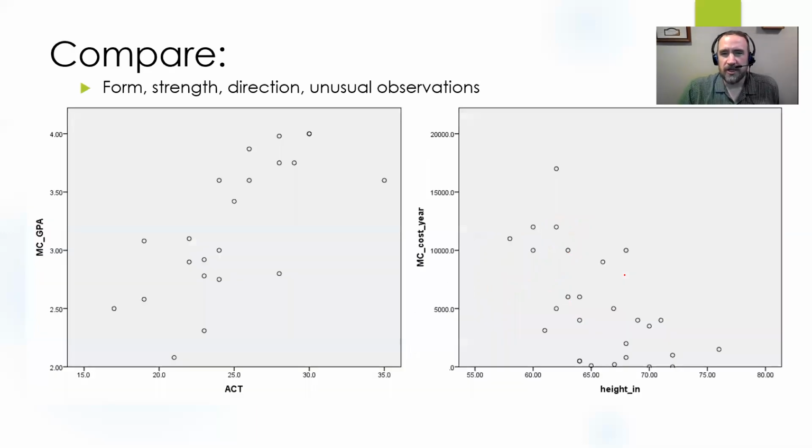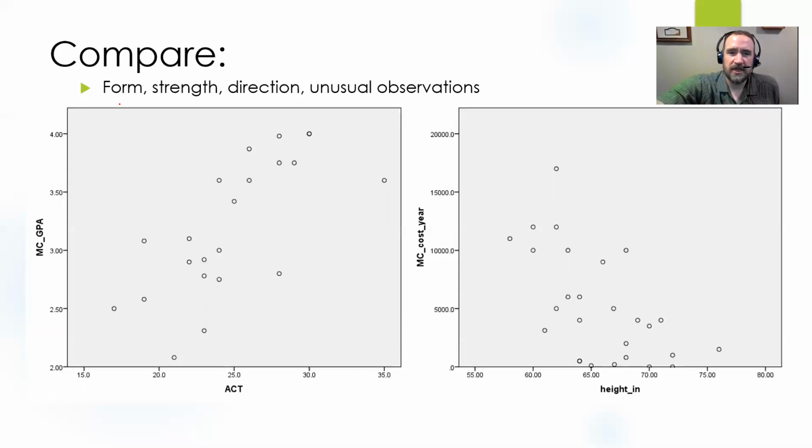Here's a little closer look at that graph on the left is the one from the previous slide, and another graph on the right. I encourage you to pause the video at this point and talk through for yourself and maybe jot down what do you think the form, strength, direction, and unusual observations are for each. I'll talk through those and we'll go one at a time. With form, we'll take a look at both of these.